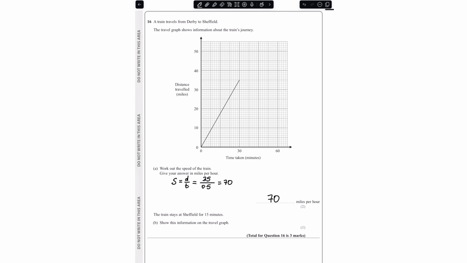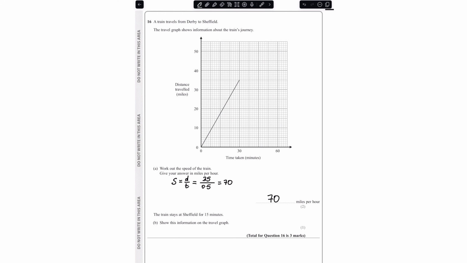In the second part of this question, we are told that the train stays at Sheffield for 15 minutes. Show this information on the travel graph. So if we take a closer look at this graph, we can see that between 30 and 60 minutes there are 4 boxes. So I can divide 30 by 4, which gives you 7.5. So each of these boxes represents 7.5 minutes. So we know that 15 minutes will be halfway between 30 and 60. So 15 minutes from 30 minutes is 45.